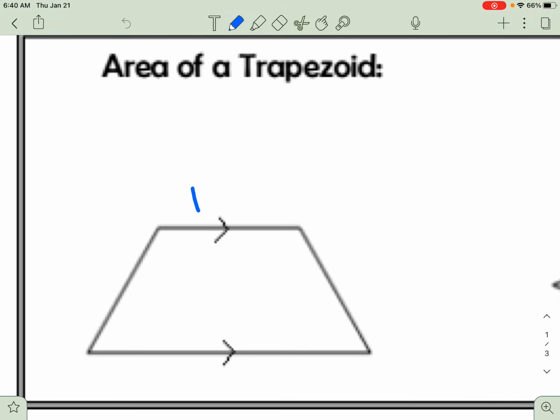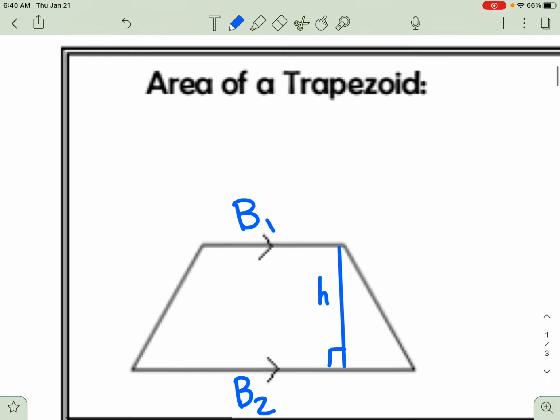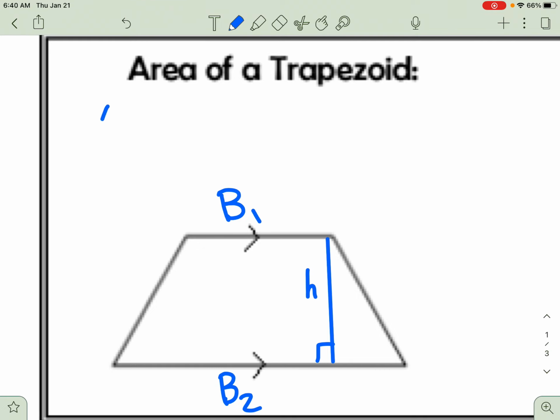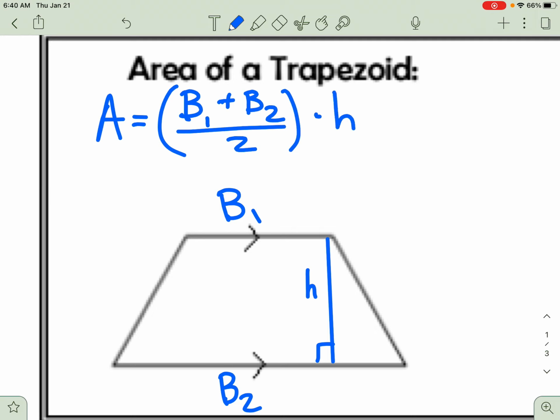So, area of a trapezoid, first thing you need to know is that it has two bases, right? You have the base 1 here, and then you have the base 2 there. Second thing you need to know is that there is a height, okay? And that height is a 90-degree angle from the top to the bottom, so we call that h, or some people call it the altitude. All right, so the area of a trapezoid, what you do is you take those two bases, you add them together, okay, and then divide by 2, and then you multiply that by the height.